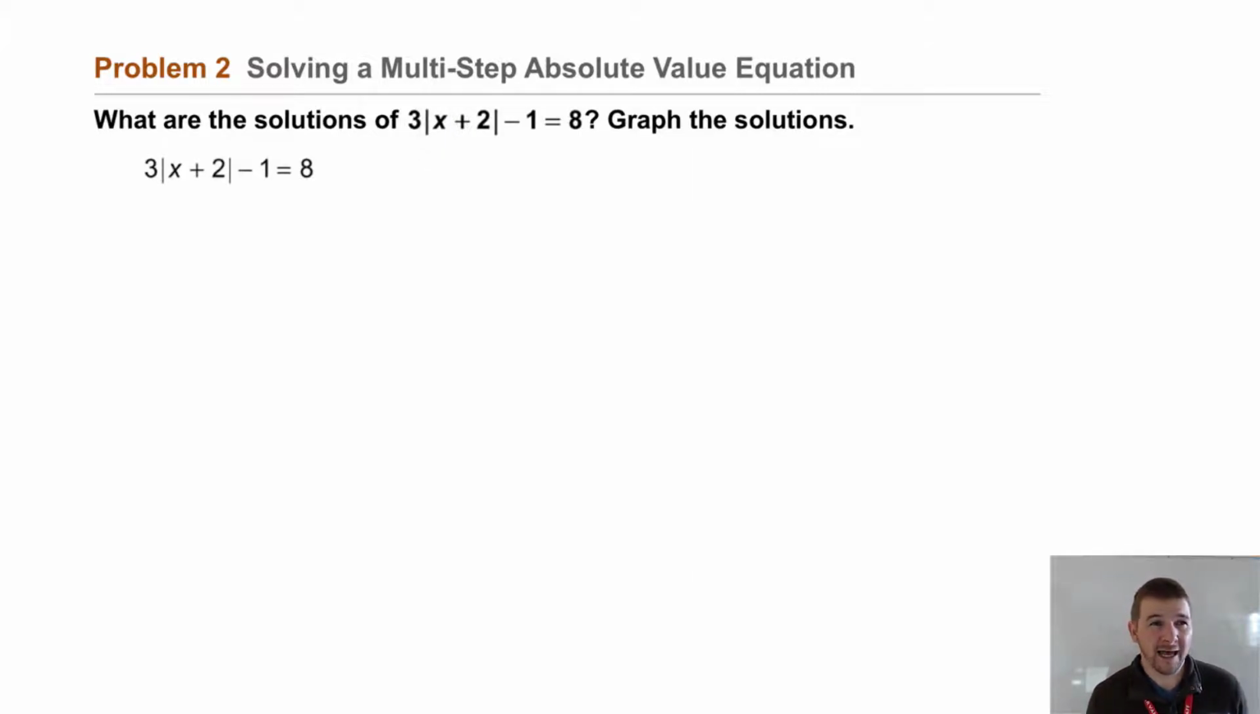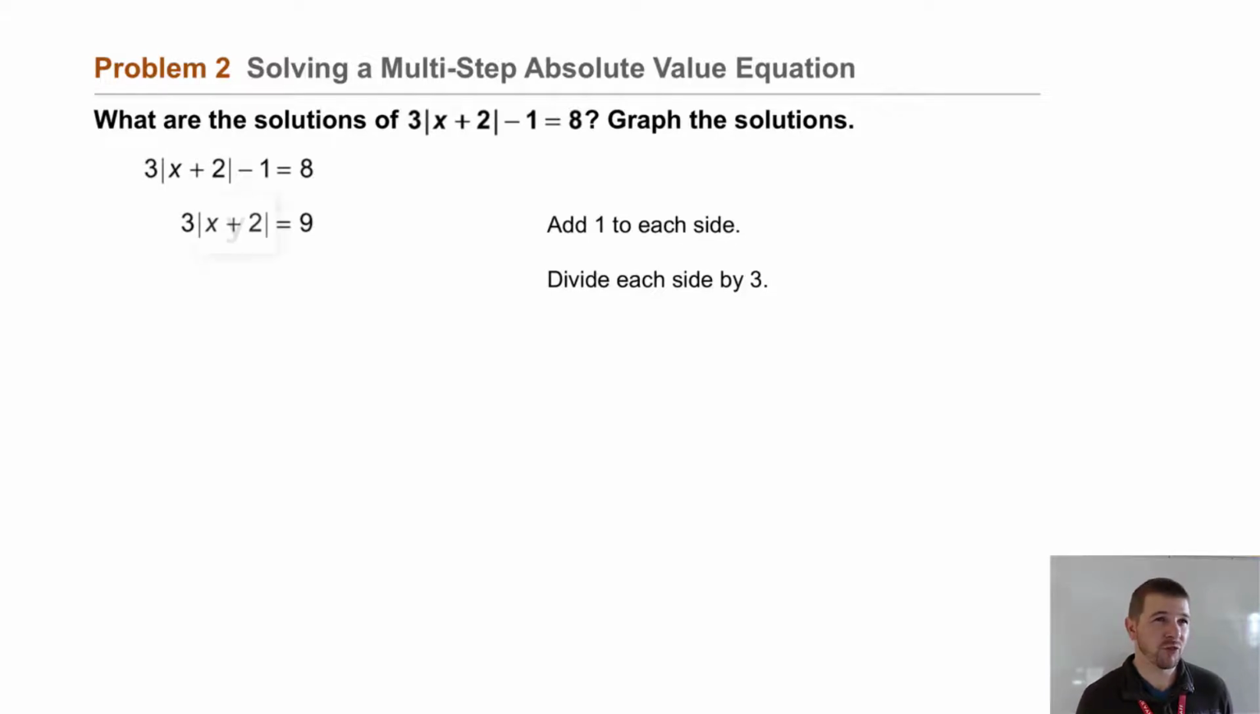We'll start by adding 1 to each side. That'll bring us to 3 times the absolute value of x plus 2 equals 9. Then we'll divide each side by 3, just like we would if it were 3y equals 9. That brings us to the absolute value of x plus 2 equals 3. And now we're to that point that we should be a little more comfortable with. The absolute value stuff is by itself.